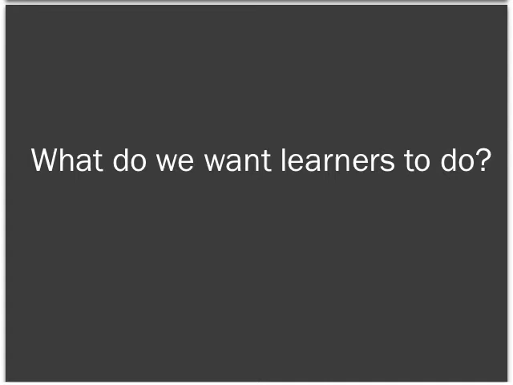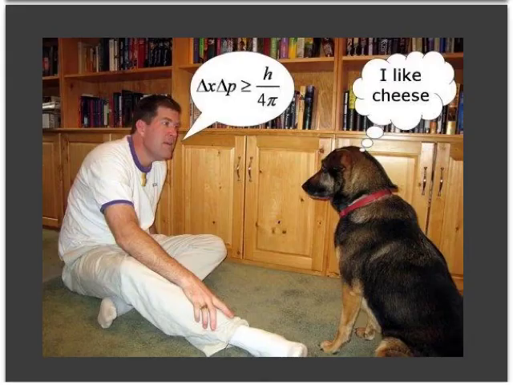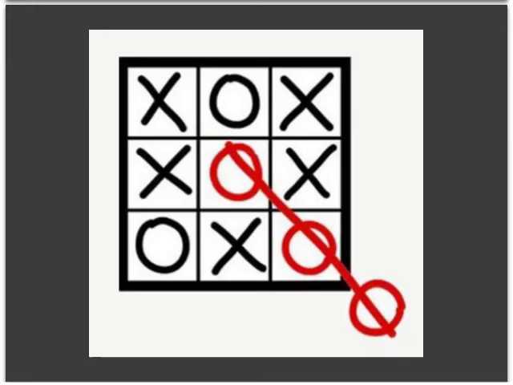So let's think what we want our learners to do when we're giving a talk. We want them to pay attention. We want them to understand what we're saying. We want them to remember what we're saying. And we want them to be able to take the information that we've given them, the tools that we've given them, and be able to think out of the box. We want them to be able to apply what they've learned to different situations.